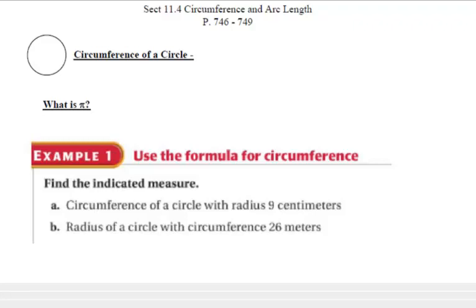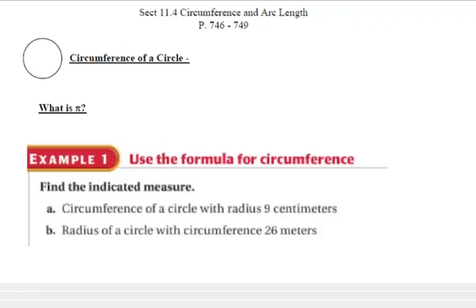Hello everyone. Tonight we're going to work with circles and learn about some properties we have using circles. First in section 11.4 we talk about the circumference of a circle. And from earlier work we know that the circumference is the distance around a circle.